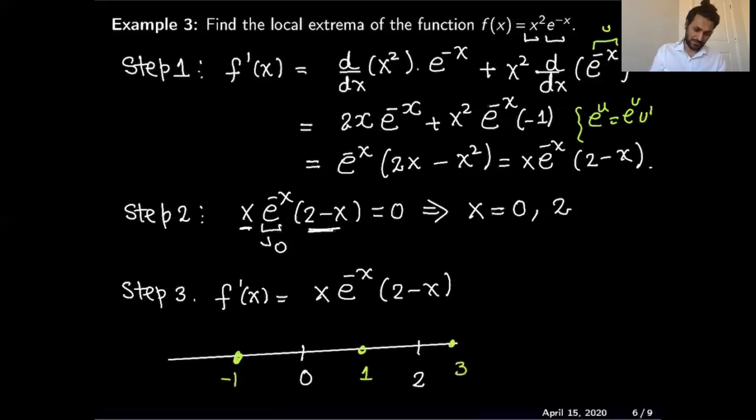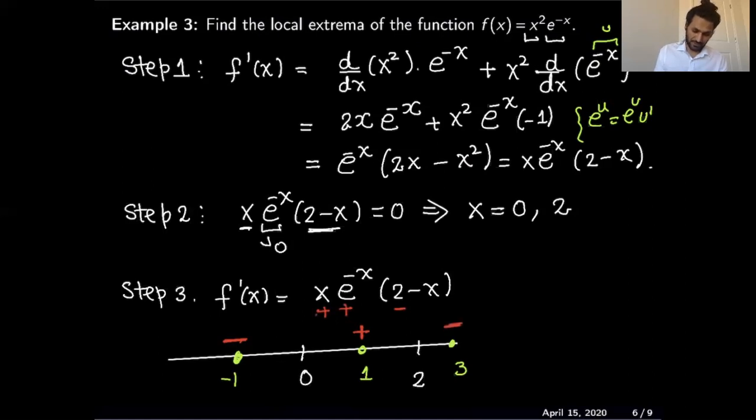If I plug in -1, this will be a negative number here. If I plug in -1, this will be a positive number here. So overall this will give you a negative number. If I plug in 1 here, that will be a positive number. This is always positive. And if I plug in 1 here, that will be a positive number, so this gives me a positive sign. And if I plug in 3, this will be a positive number, this will be a positive number, but this time this will be a negative number, so this will be negative.